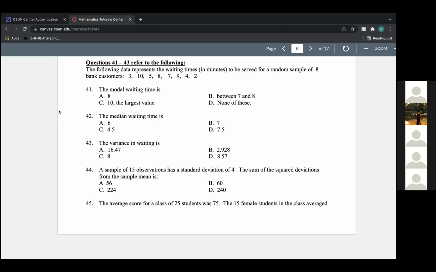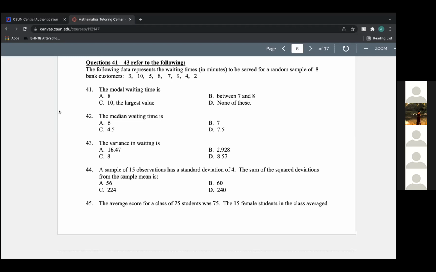D, 42, the median waiting time. Well, 8. So the median of 8 values will be the one that occurs halfway between the 4th and 5th data point. So lining them up, we have 2, 3, 4, 5, 7. So halfway between 5 and 7, the median is going to be 6. The median will be A for 42.